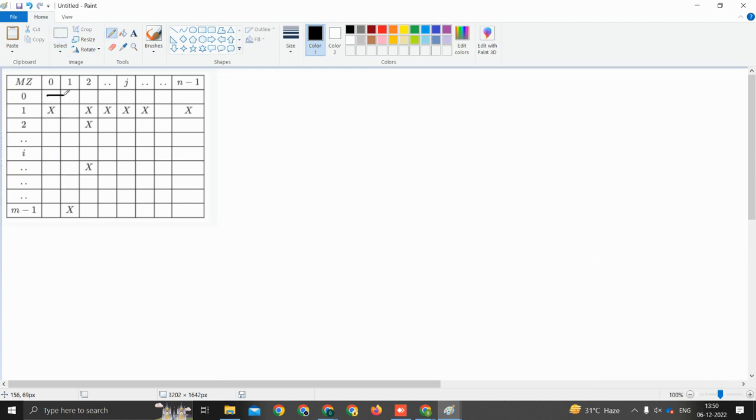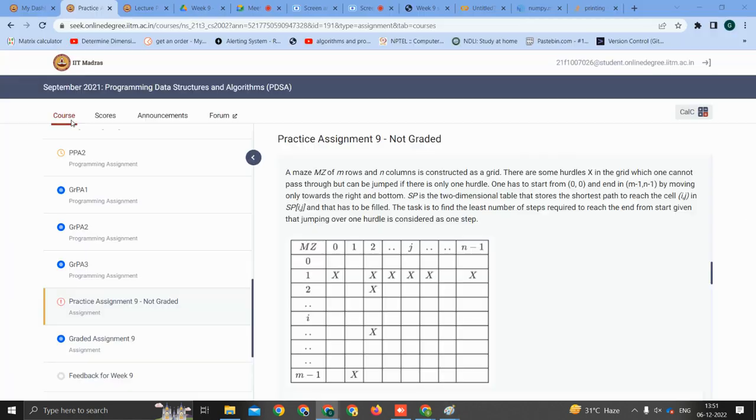The point here is, if you're traveling through this way, let me put this as starting at 1, 2, 3, 4. It takes 4 steps to reach here, right? But if you jump over 1, 2, 3, you reach it much faster, in 3 steps. So that's the point.